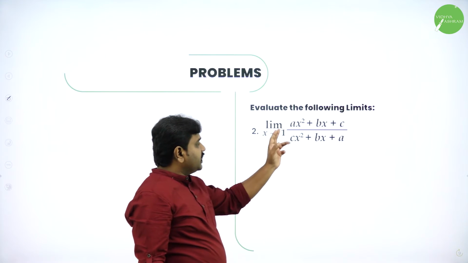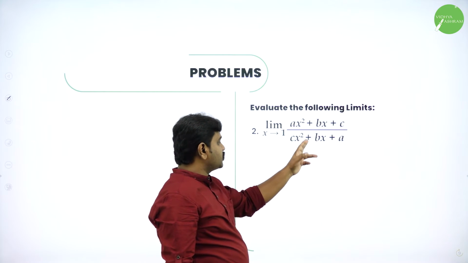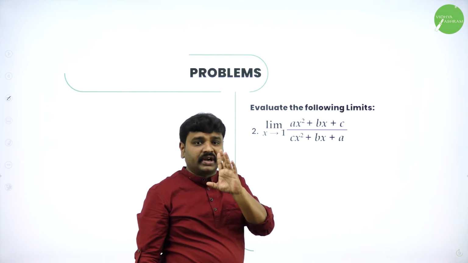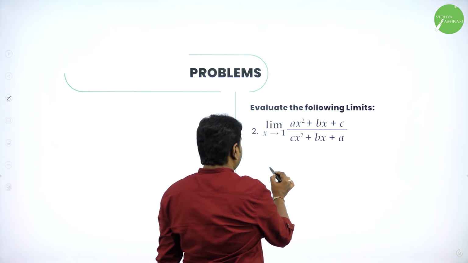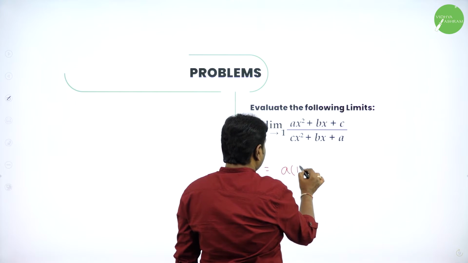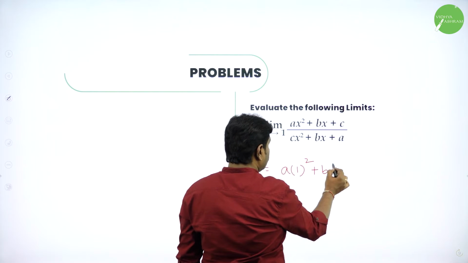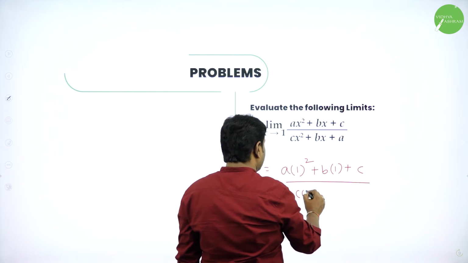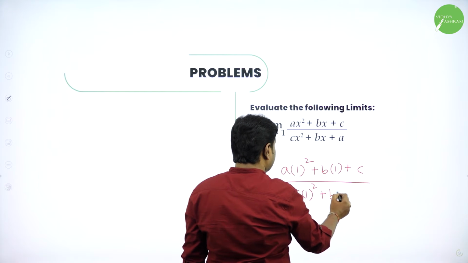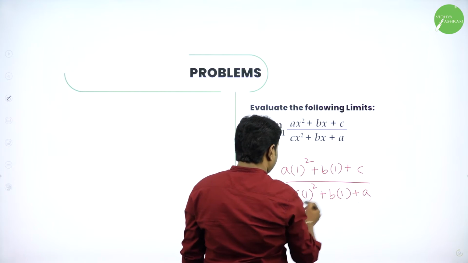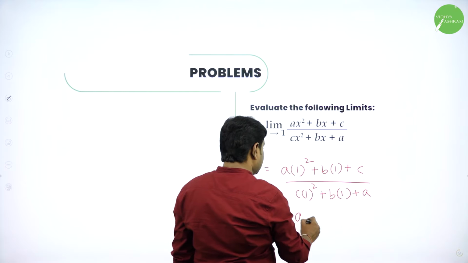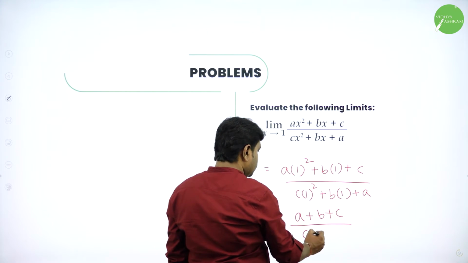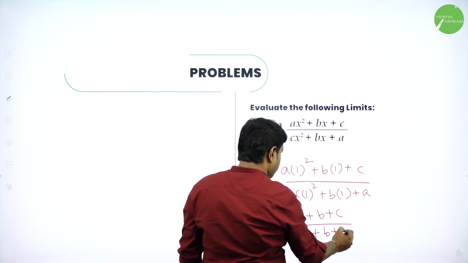Limit x tends to 1, (ax square plus bx plus c) divided by (cx square plus bx plus a). What is meant by limit x tends to 1? In the place of x, put 1. If I put 1, I will get a into 1 square plus b into 1 plus c, divided by c into 1 square plus b into 1 plus a. Now further, a into 1 square is a, plus b plus c, divided by the denominator c plus b plus a.